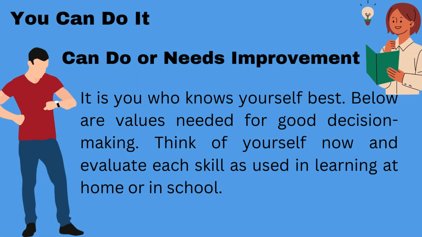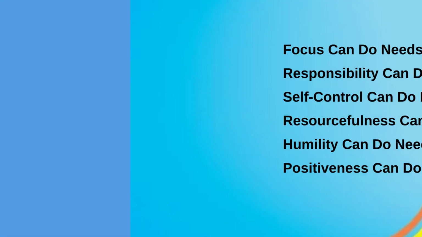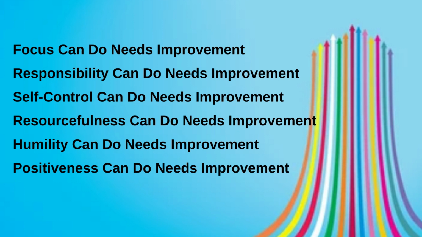Can do or needs improvement. It is you who knows yourself best. Below are values needed for good decision making. Think of yourself now and evaluate each skill as used in learning at home or in school. Copy the given values in a clean sheet of paper/bond paper and encircle the description, can do or needs improvement, that best describes your level of each skill.